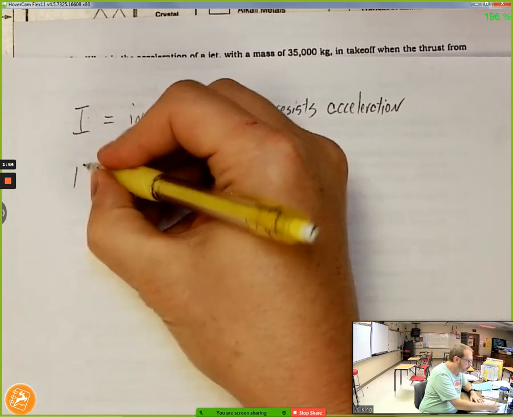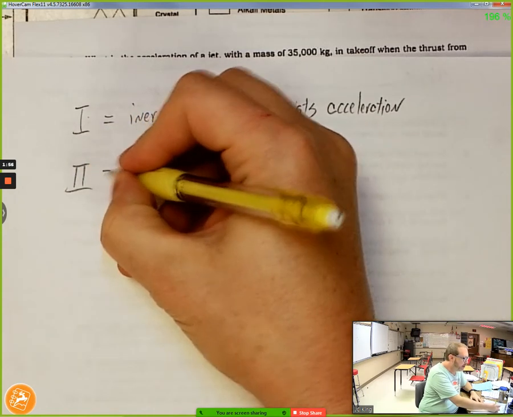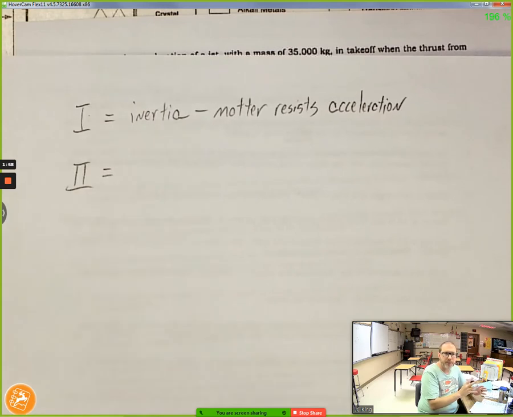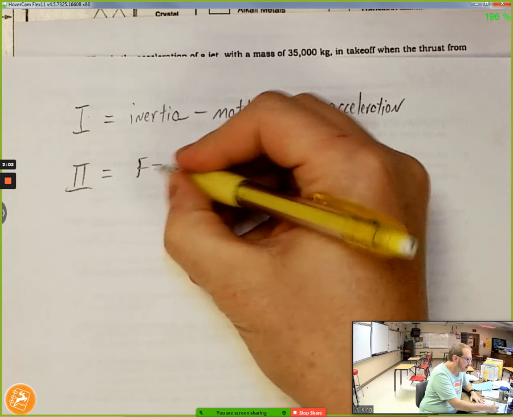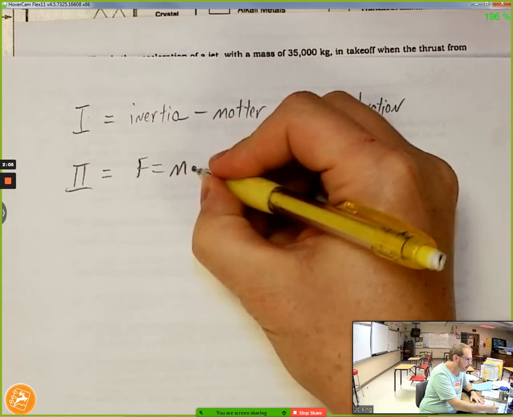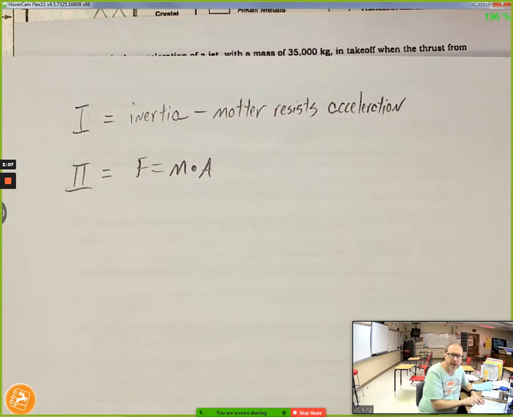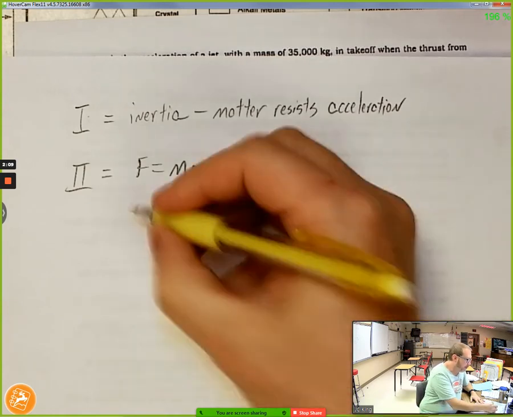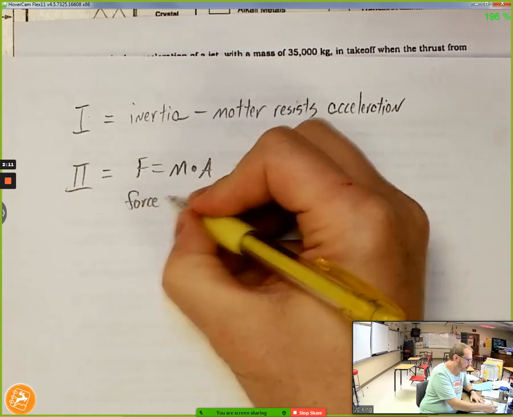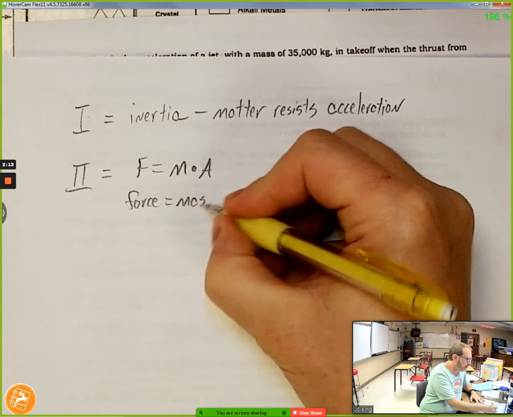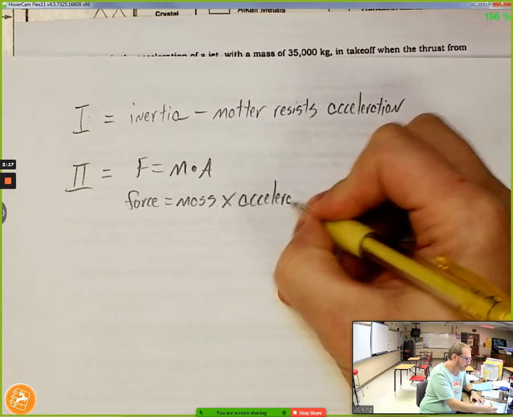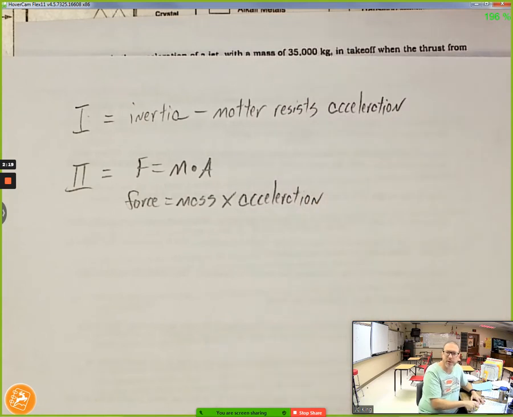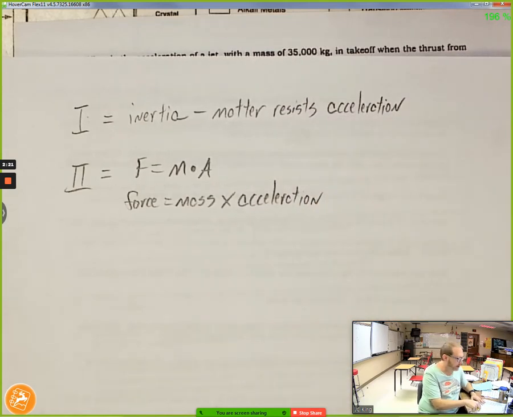Newton's second law, like I said, is the only one where there's math built into it, and it's the formula F equals M times A. Okay? Or in other words, force equals mass times acceleration. And there's a number of different ways that you can rewrite this formula.